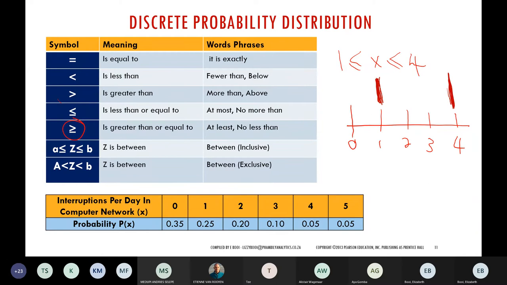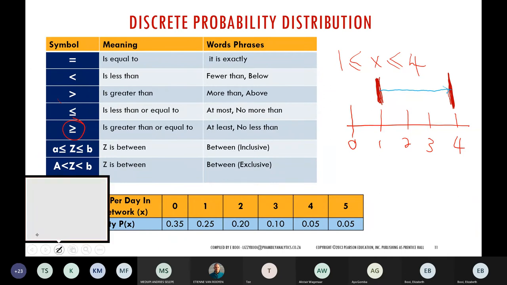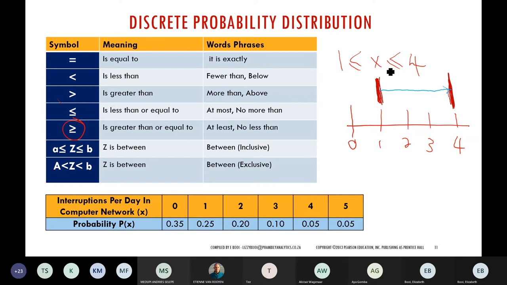So when x is greater than or equal to 1, it means x is any value on this side, but it cannot pass the wall. It has to stop at the wall because that wall tells me I have to stop right there. Also, x is any value less than or equal to 4. So it starts from 4 and goes down, but it cannot pass 1 because there is my wall for 1. Therefore, if I calculate the probability, I will be adding all of those. That is the between. So x is between all of this. We will do an activity just now so that we put everything into context.